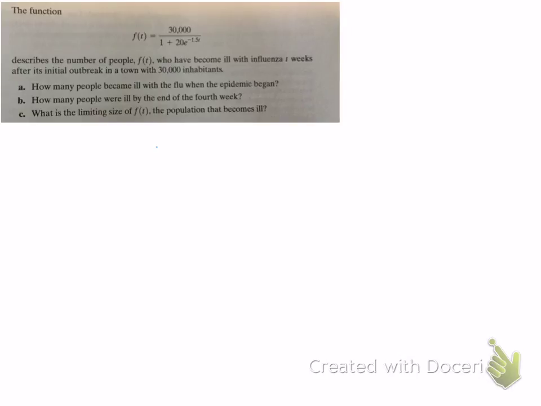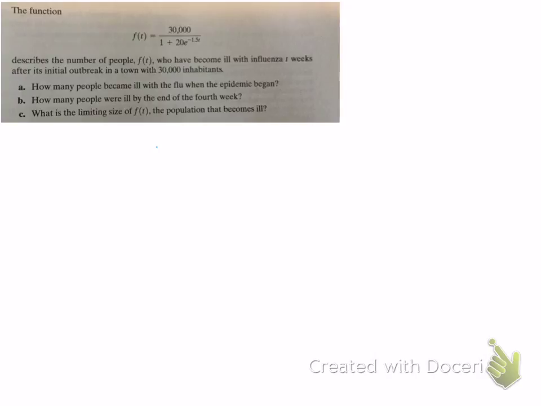So for our first problem, it says the function f of t equals 30,000 divided by 1 plus 20e to the negative 1.5t describes the number of people f of t who have become ill with the influenza t weeks after its initial outbreak in a town with 30,000 inhabitants. Letter A, how many people will become ill with the flu when the epidemic began?